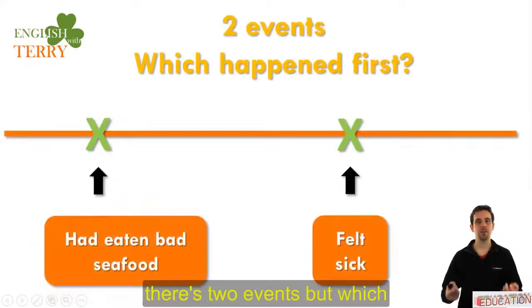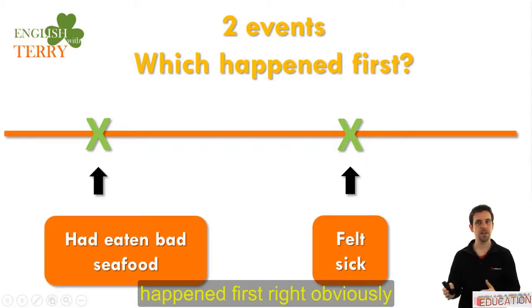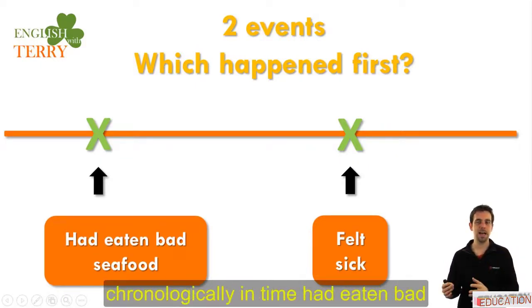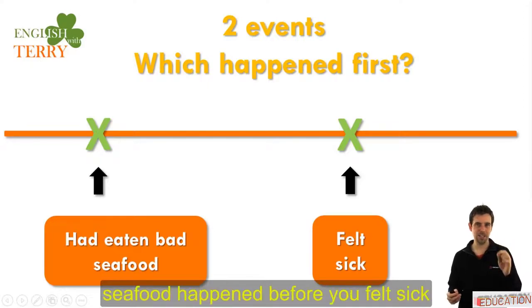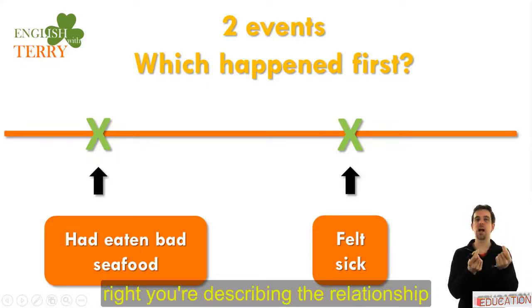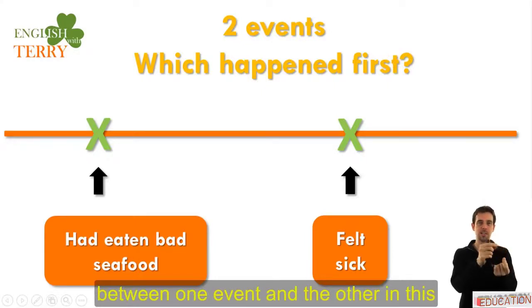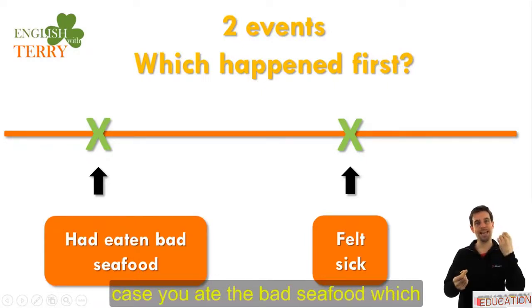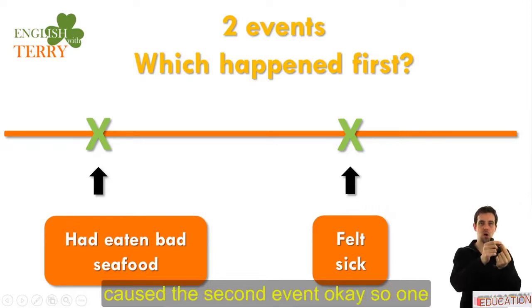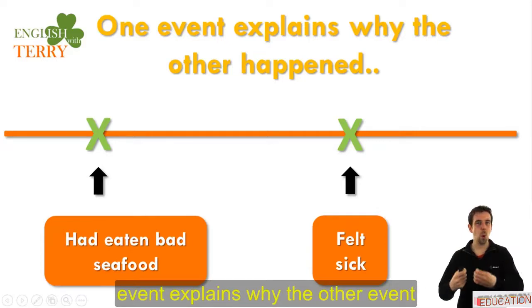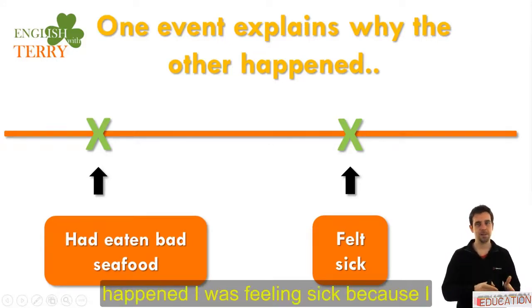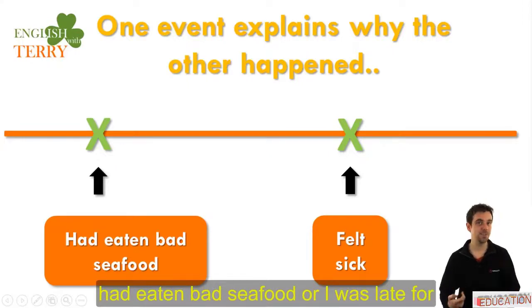If you start to think about these two events, which happened first, right? Obviously, chronologically in time, had eaten bad seafood happened before you felt sick, right? You're describing the relationship between one event and the other. In this case, you ate the bad seafood, which caused the second event, okay? So one event explains why the other event happened. I was feeling sick because I had eaten bad seafood.